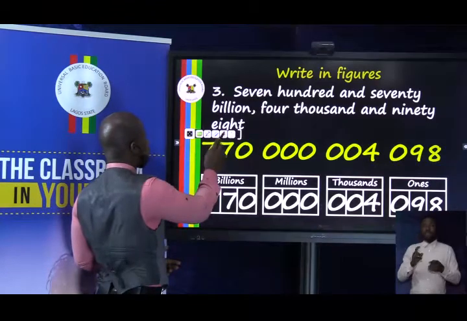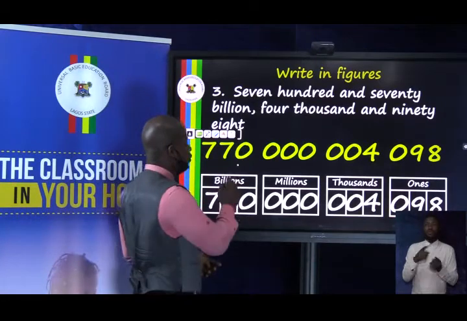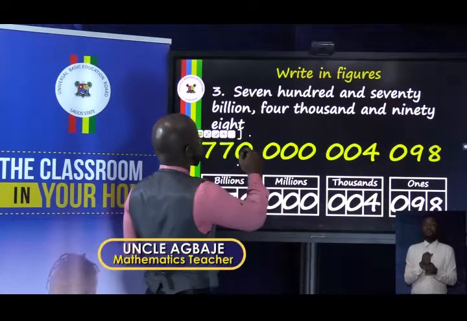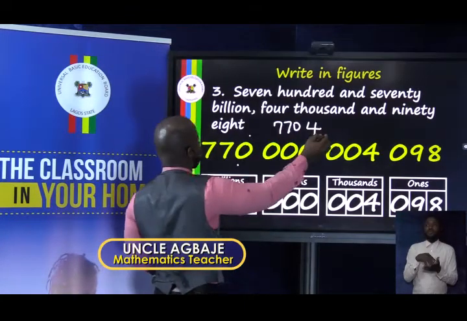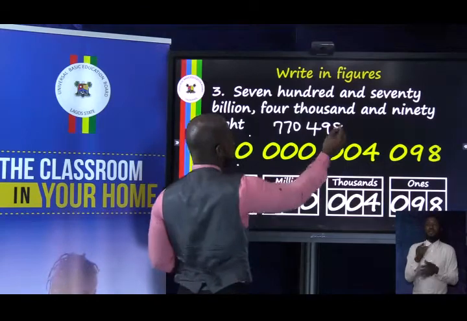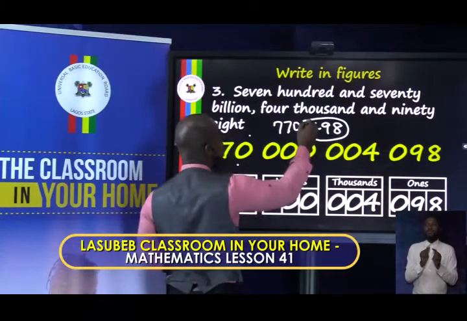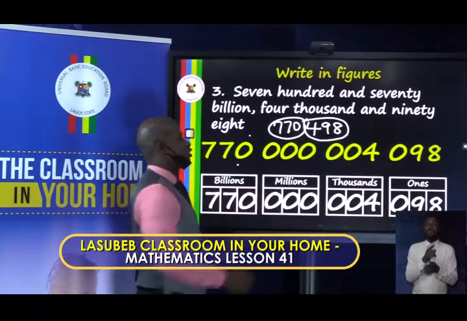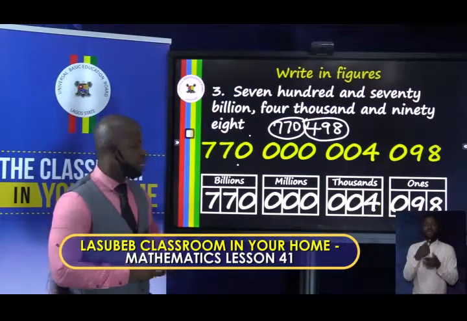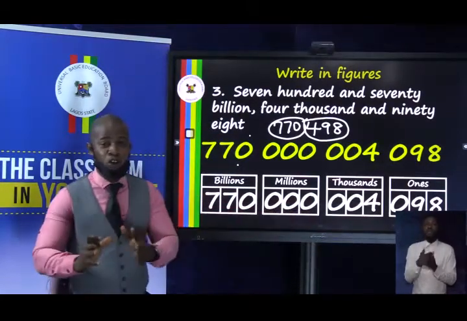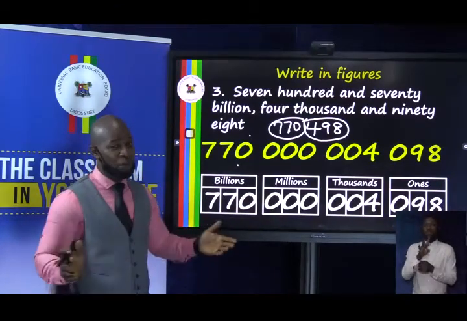But if you decide to write only the figures as you say it, then you will write what you get. Let me write it out for you. 770 billion 4,098. So now if you say this is your answer, this is not wrong, because if I group them in 3, this will be ones and this will be thousand. So this is just 770,498. It does not translate to what you were asked to write, and that is why you need all these zeros to hold all the empty spaces so that you can shift your 77 all the way to billion. I believe you got that.